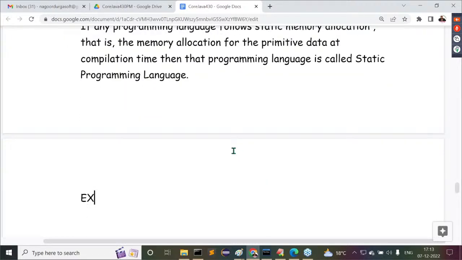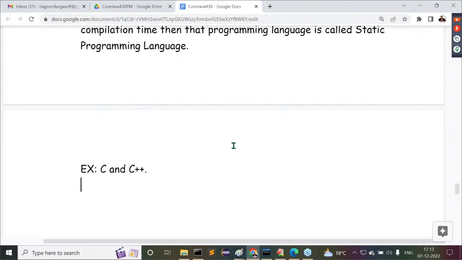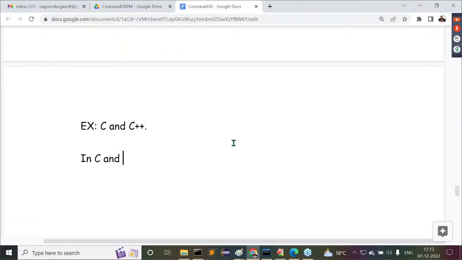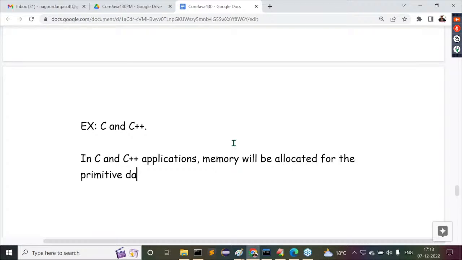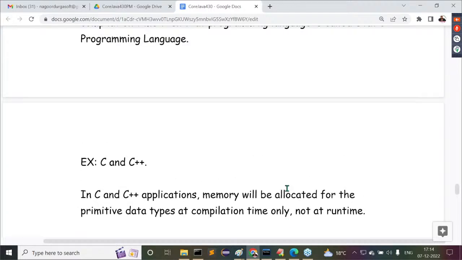Examples for static programming languages are C and C++. For your clarity, understand it: in C and C++ applications, memory will be allocated for the primitive data types at a compilation time only, not at a runtime. Got my point or not?